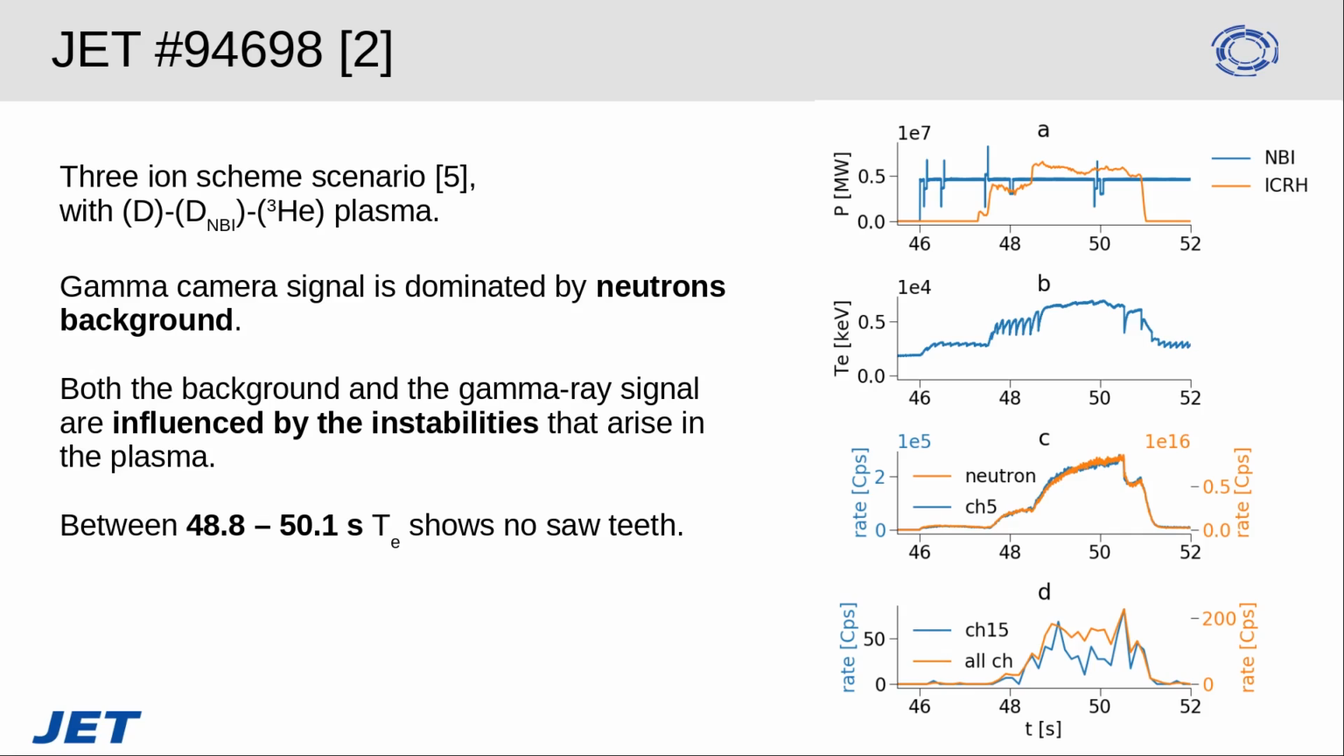Also, if we compare picture C, the neutron rate as measured by the neutron yield monitor, and the rate measured by the gamma camera, you see they are proportional. This means that the measurement by the gamma camera is dominated by a neutron background. If we isolate the gamma ray rate, picture D, you can see that both picture D and picture C show a drop in the rate when TE shows the presence of an instability, if the time between two instabilities is long enough.